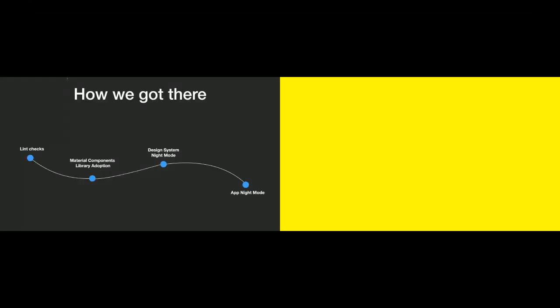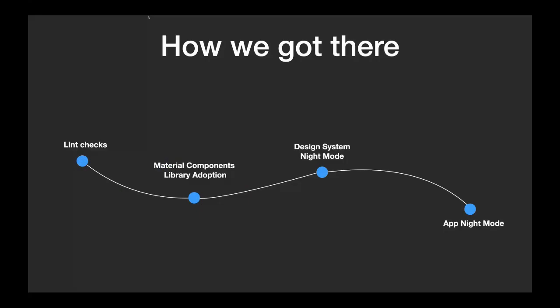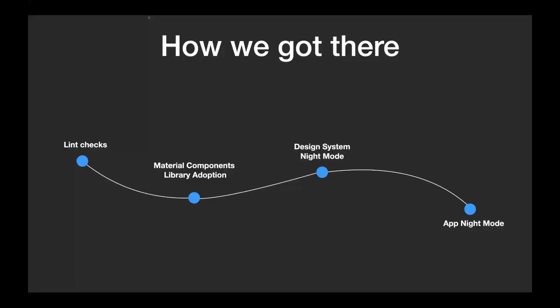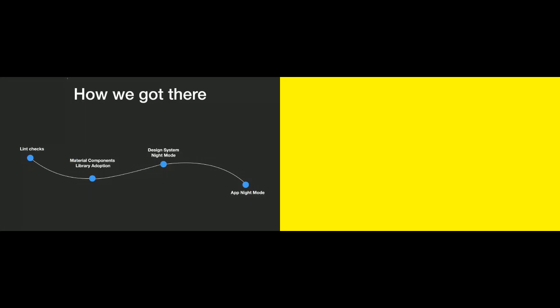The second point was moving to using the Material Components library, which I'm going to go into the details of later on. And then, as I mentioned earlier, our rider app actually inherits all the components from the design system. So first we had to change all the design systems for night mode. And then finally we adopted the application. So yeah, let's move to the first step, which is the lint checks.